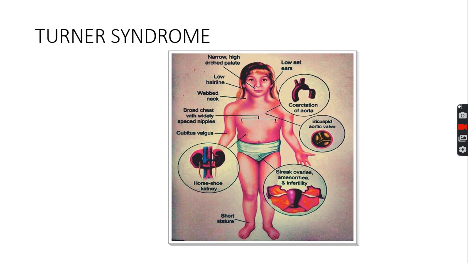Turner syndrome, on the other hand, you'll notice that they'll have a narrow, high arched palate, they'll have a lower hairline, webbed neck is very common, with low set ears, coarctation of the aorta, bicuspid aortic valve is also common. There's also a broad chest with widely spaced nipples, known as the shield chest. There'll also be an elbow deformity known as cubitus valgus, and abnormalities of the renal system, such as a horseshoe kidney. They also may have streaked ovaries, amenorrhea, and infertility, and they usually have short stature.